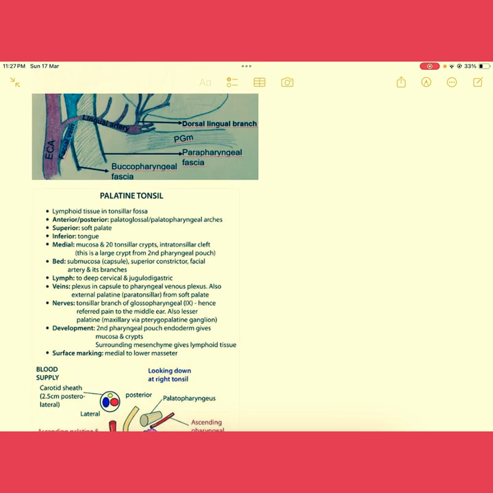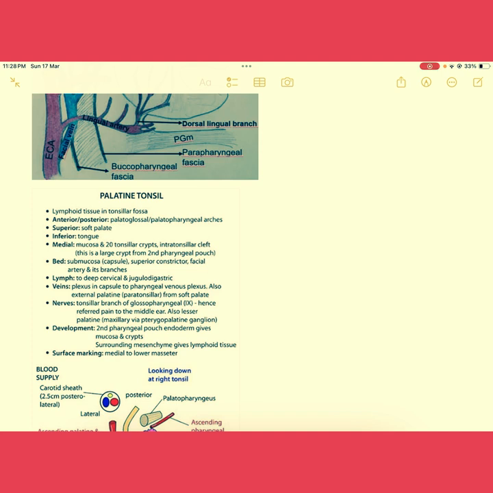In a nutshell, the lymphoid tissue in the tonsillar fossa is the palatine tonsil. Anteriorly, it has the palatoglossal arch, and posteriorly, the palatopharyngeal arch. Superiorly, the soft palate is located. Inferiorly, the tongue is located. Medially, the palatine tonsil contains mucosa, 20 tonsillar crypts and intratonsillar cleft, and the bed is formed by the submucosa, capsule, and superior constrictor. Blood supply is the facial artery and its branches, lymphatic drainage is to the cervical and jugulodigastric lymph nodes, and veins form a plexus in the capsule to the pharyngeal venous plexus, also the external palatine vein from the soft palate.